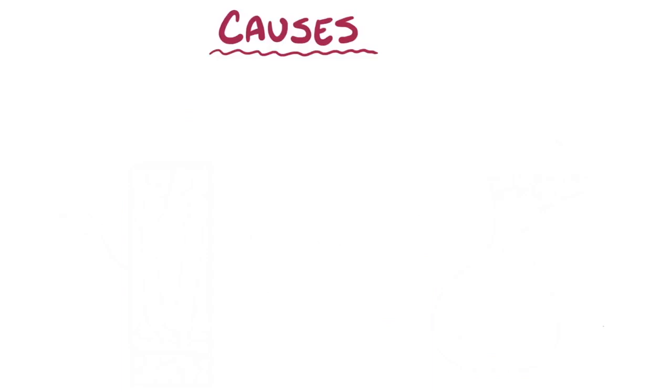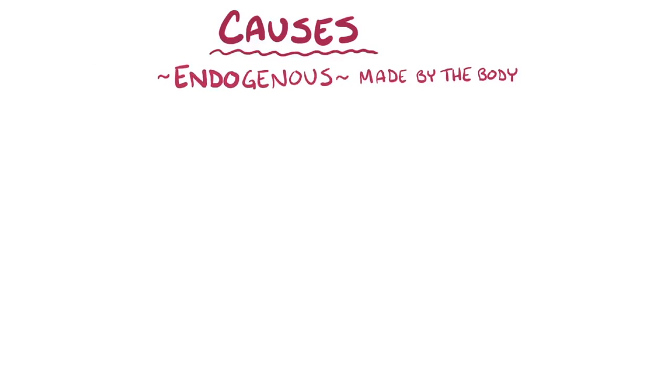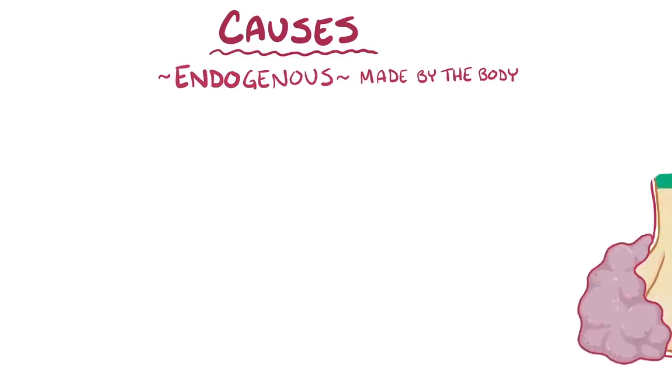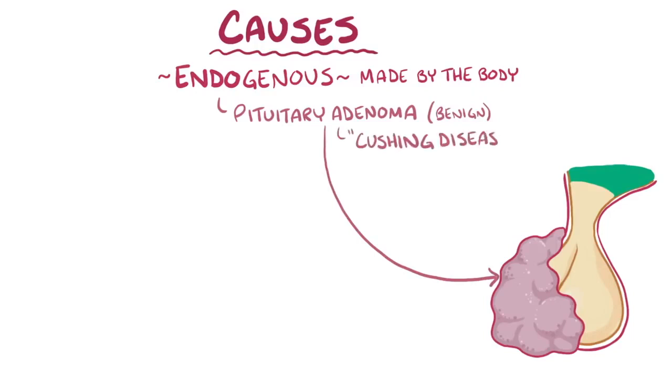In addition to taking exogenous steroid medications, Cushing syndrome can also result from increased levels of endogenous cortisol. The most common reason for that is excess ACTH. The leading cause of that is a pituitary adenoma, which is a benign tumor of the pituitary gland, and this specific condition is called Cushing disease.